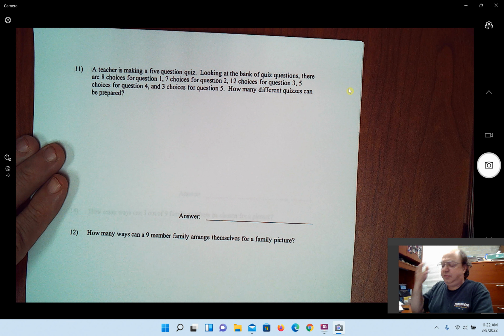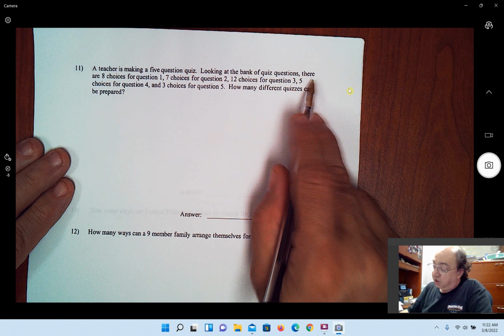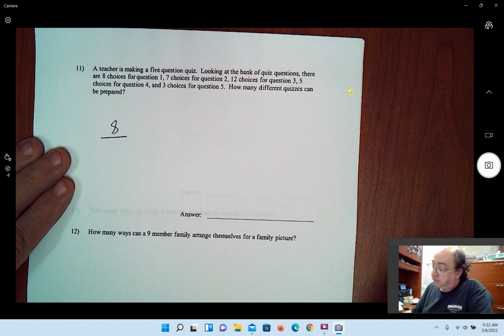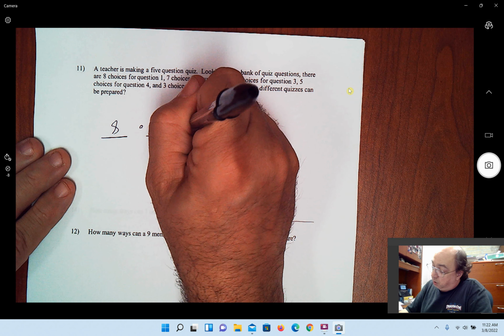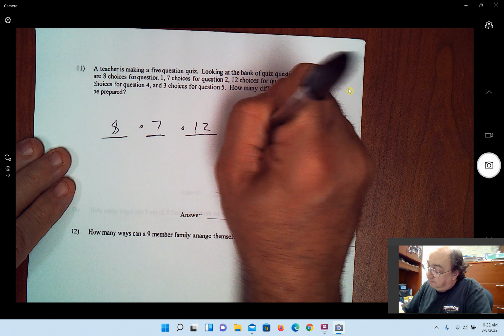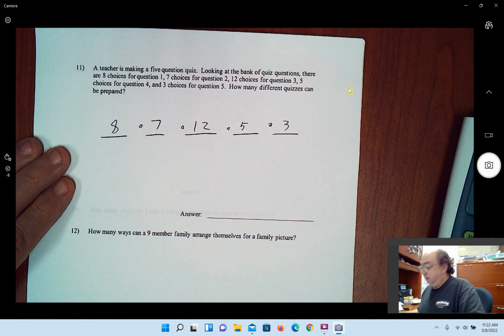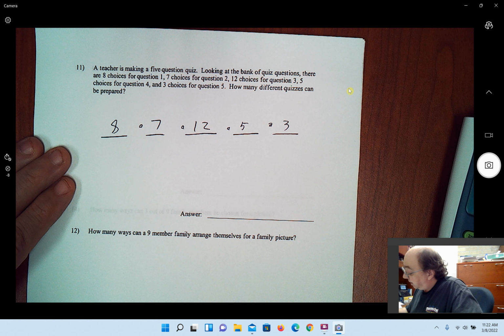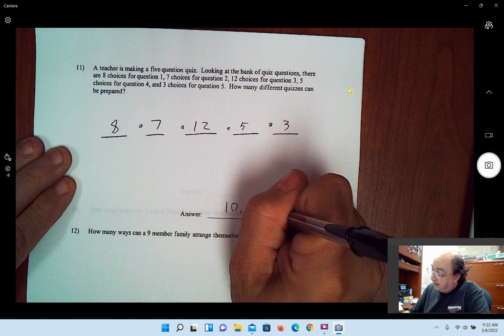All right, number 11. A teacher makes a 5-question quiz. Looking at the test bank of questions, there are 8 choices for the first question. There are 7 choices for the next question. There are 12 choices for the next question. There are 5 choices for the next question and 3 choices for the last one. So if I multiply all those up, 8 times 7 times 12 times 5 times 3, that ends up giving us 10,080.